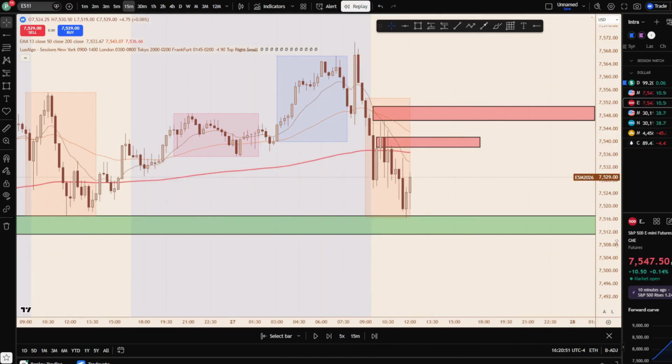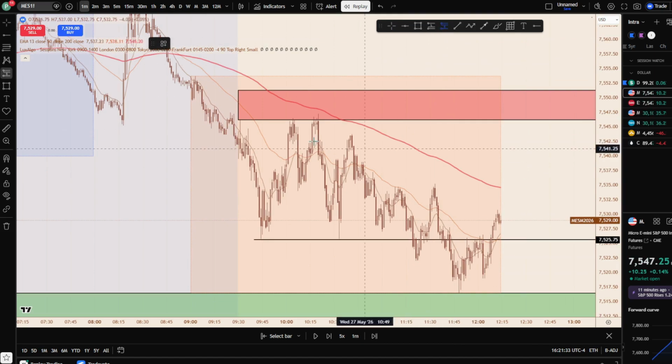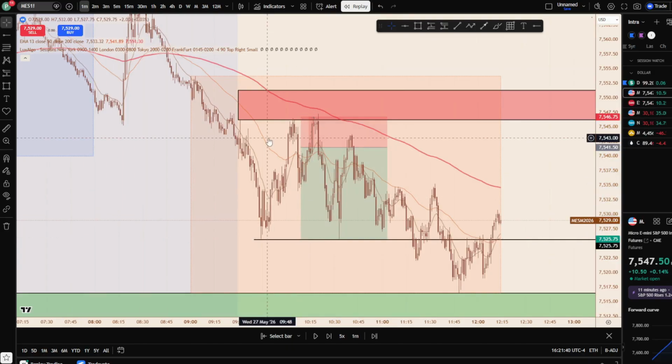Now we can see the final target for my bias has been reached. This 15-minute was respected, as well as this 30-minute rejected. So I did take a trade on ES right here, which was a great continuation trade, presented the entry requirements.